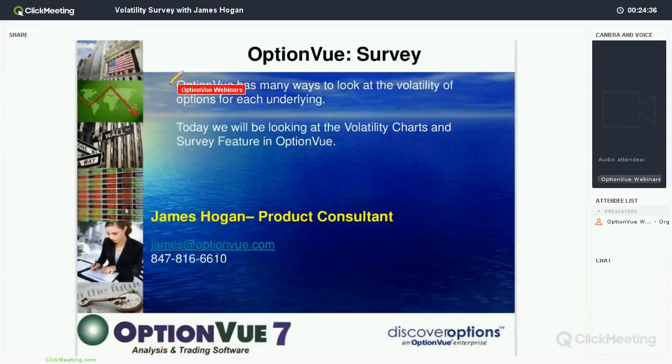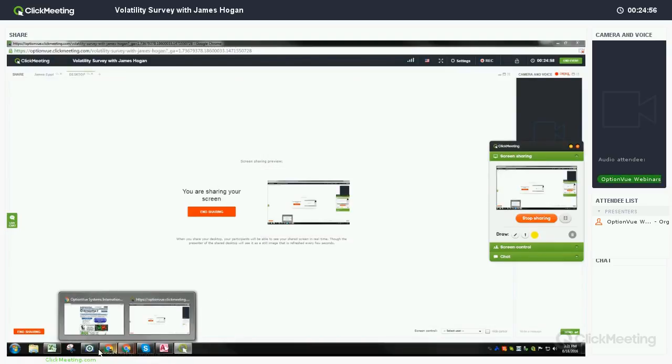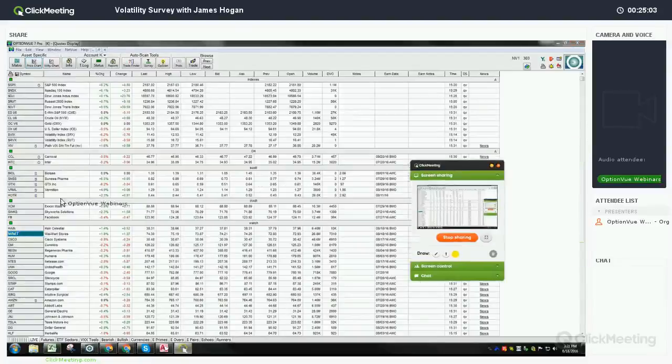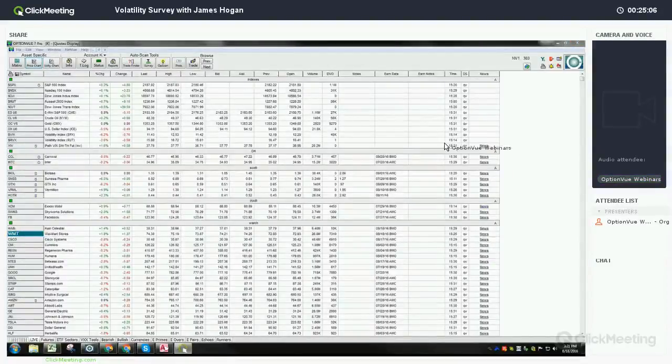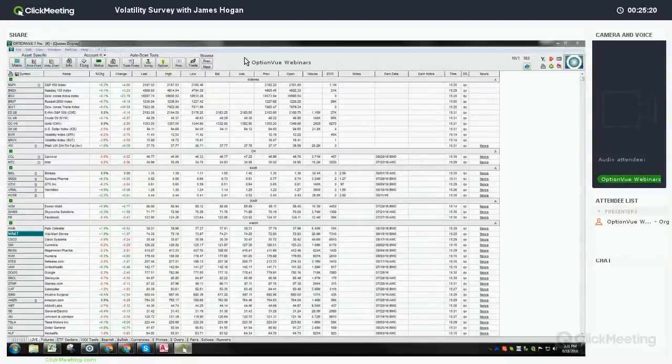So I'm going to go ahead and share my desktop with you now. And I'm going to pull up OptionVue here. So you should be seeing my OptionVue screen. Perfect. Let me drag this out of the way so you don't have to see that. Okay, so I wanted to get general at first here. There are some other things you can do with Survey as far as scanning for some things and creating some watch lists based on that.